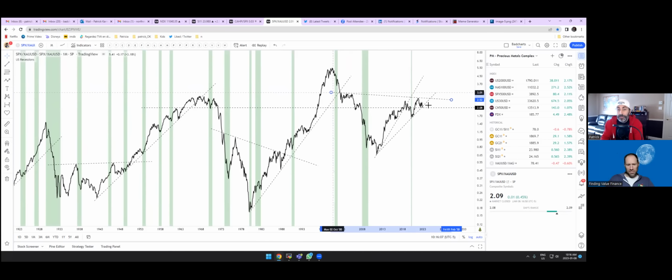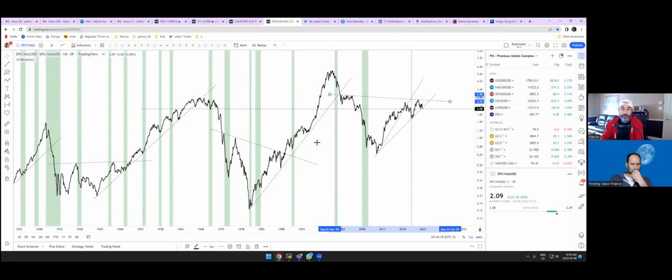Well, if it breaks to the upside, yes, right. That would mean that you have a massive bull market in stocks. Yes, if it were to break to the upside. Super delicate. You have to look at rate of change.